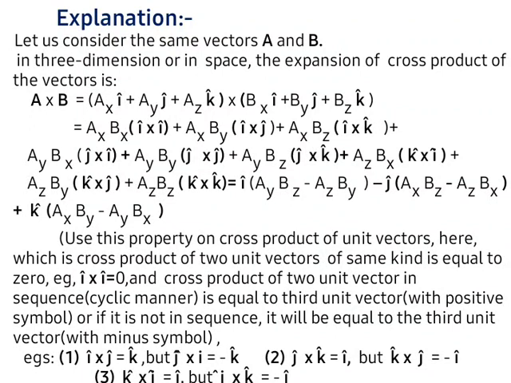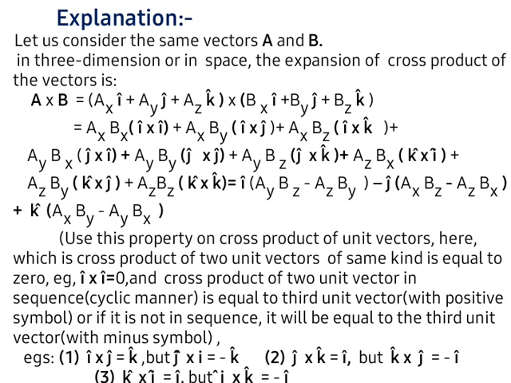In three dimensions or in space, the expansion of the cross product of these two vectors is written as vector A cross vector B is equal to Ax Bx i cross i plus Ax By i cross j plus Ax Bz i cross k plus Ay Bx j cross i plus Ay By j cross j plus Ay Bz j cross k plus Az Bx k cross i plus Az By k cross j plus Az Bz k cross k, which is equal to i cap (Ay Bz minus Az By) minus j cap (Ax Bz minus Az Bx) plus k cap (Ax By minus Ay Bx).